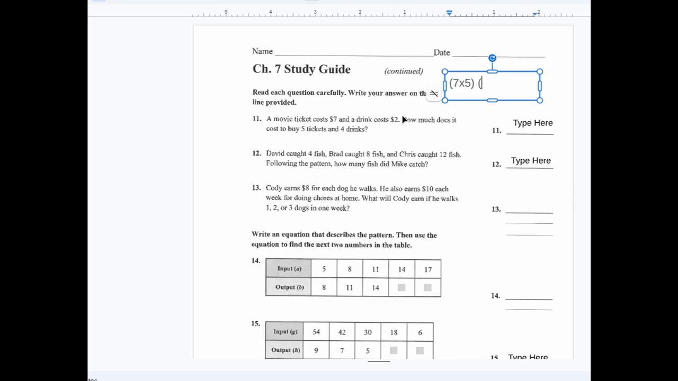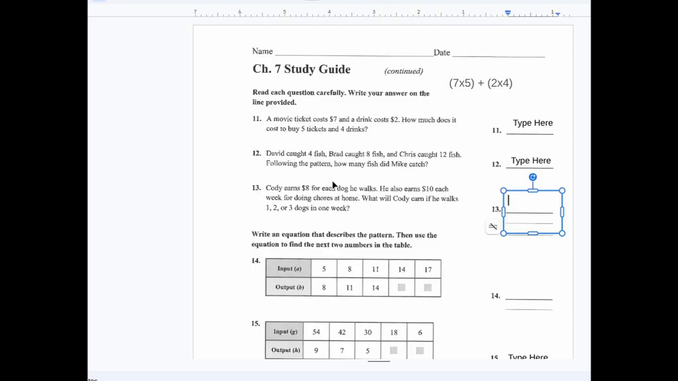And then we do the drink. So the drink is $2. And how many are there? 4. So we times them. And then we want to know how much it costs to buy both. So we would add them. Okay, so that's what you do for number 11. Number 12, 4 fish, 8 fish, 12 fish. What would be next?